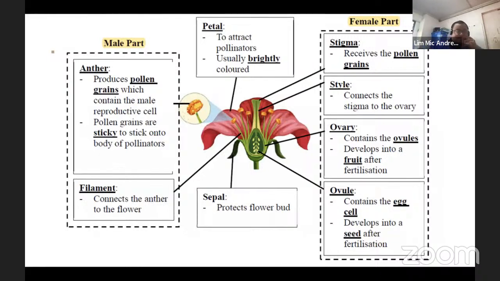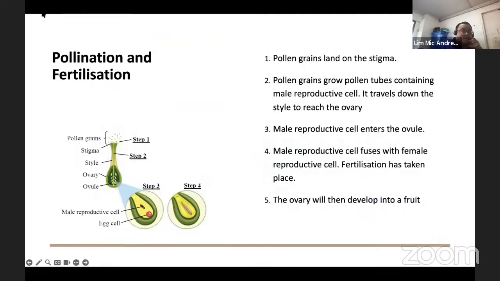All right, let's carry on. There are two important processes that teachers would like to ask every student in all examinations: the process of pollination and fertilization. When the pollen grains land on a stigma, the process begins. The pollen grain will grow a pollen tube containing the male reproductive cells and travel down the style to reach the ovary. The male reproductive cell enters the ovules and fuses with the female reproductive cell, and that's when fertilization takes place. Lastly, the ovary will then develop into the fruit.